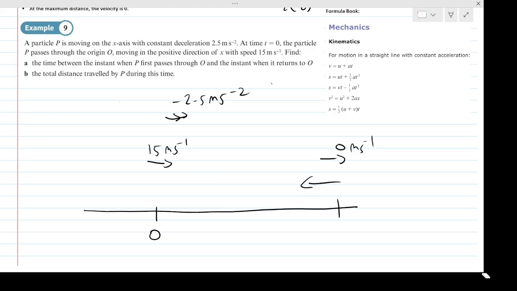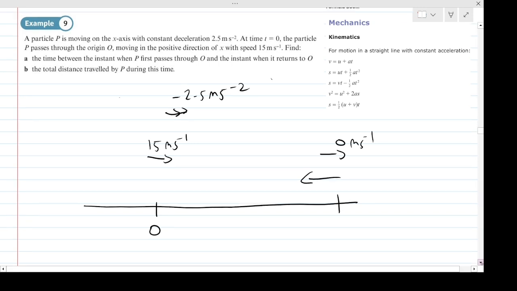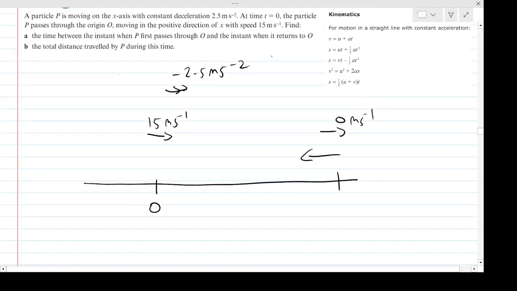So if it returns back to O, the displacement is 0. I'm going to set S to 0, because at the instant it passes and goes back to O, it has not technically moved anywhere away from O. So the displacement is 0. Make sure you understand the crucial difference between displacement and distance.